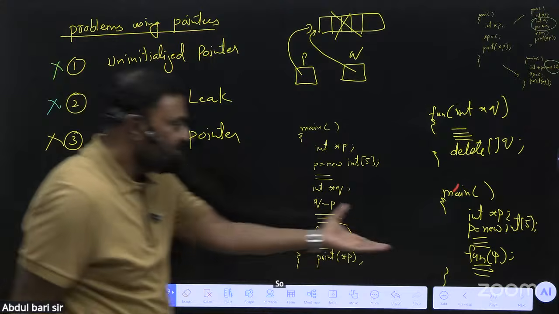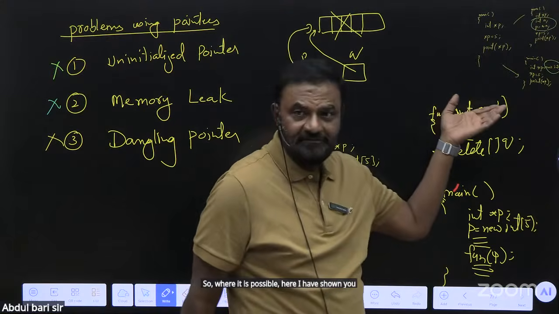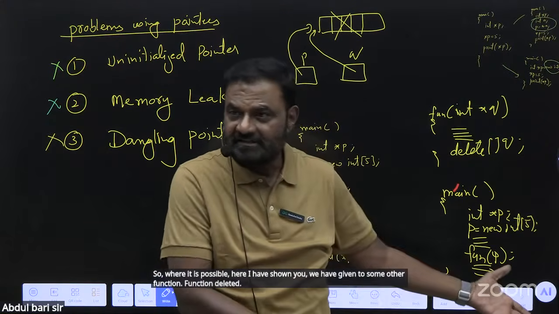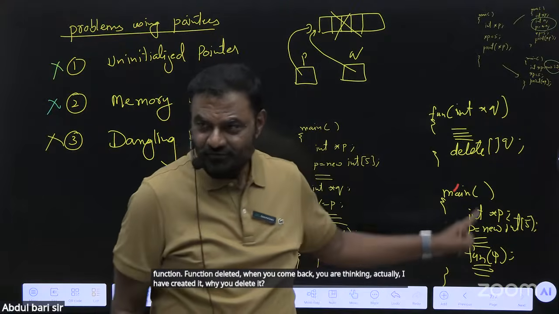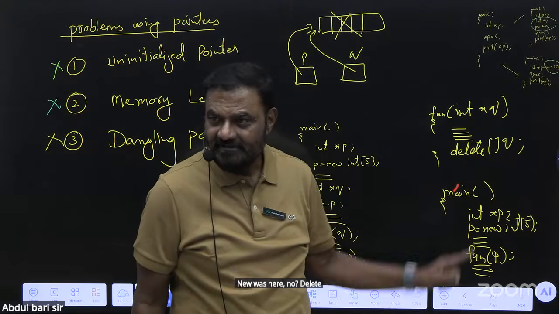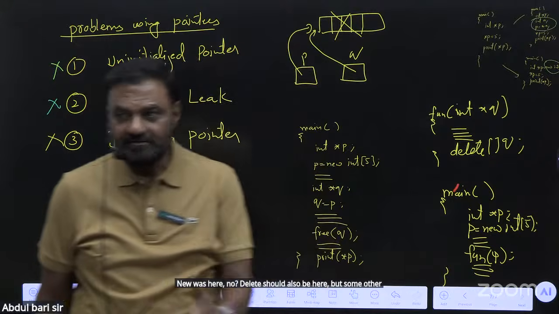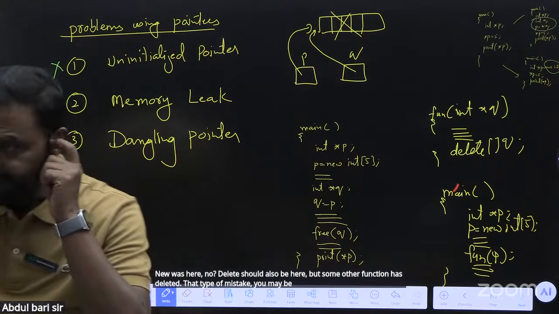So where it is possible, here I have shown you. You have given it to some other function. The function deleted it. When you come back, you are thinking, actually, I have created it. Why did you delete it? New was here, na? Delete should also be here. But some other function has deleted it. That type of mistake you may be making.